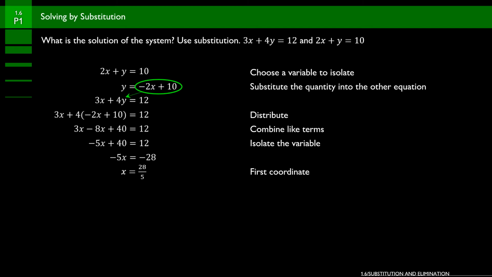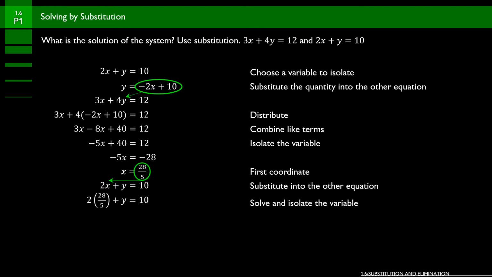Now that you know what the value of x is, you're going to put that into the first equation that you chose, the 2x plus y equals 10. One of the things that you have to remember with substitution is you have to change back and forth between the equations. You can't use the same equation twice in a row. So what we're going to do now is go 2 times 28 over 5 plus y equals 10. Again, we're at a point where all we have to do is solve for one variable.